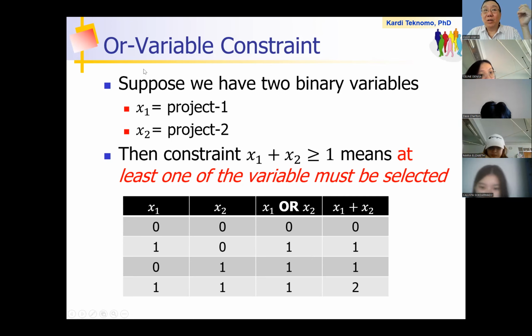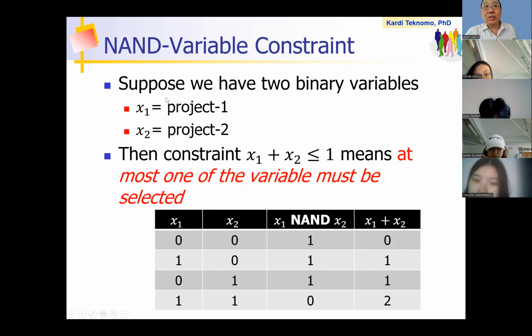So if you want to use logic OR, this is the constraint: x1 plus x2 must be larger than or equal to 1. That is the same as OR. If these are binary, you will get exactly the same. Is that clear? If you want to use a NOT-both constraint, suppose then you will have less than or equal to 1. You see the value is exactly the same. So this means at most one of the variables must be selected.